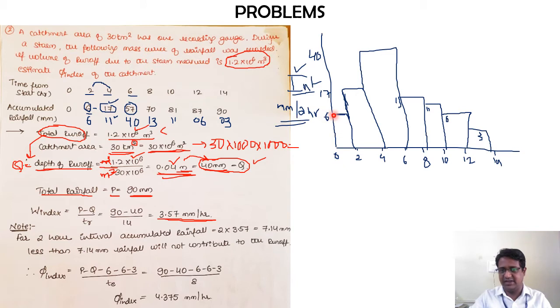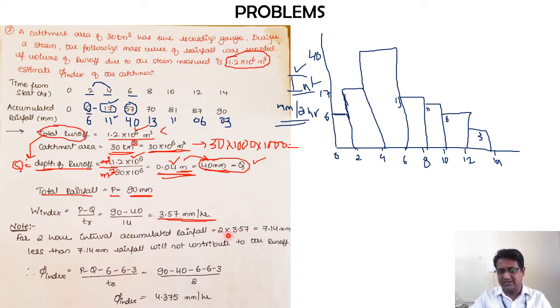Okay, now with this you can check out the W index that we got is 3.57 millimeters. This is per hour, but here I cannot compare that per hour, because here everything is per 2 hours. So that's why I will convert this per hour into per 2 hours. So per 2 hours will be what? Per hour it is 3.57, then per 2 hours it is 2 into 3.57.